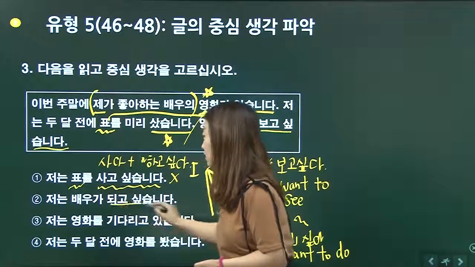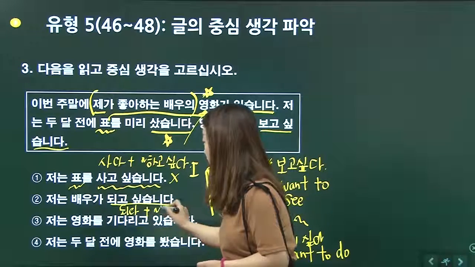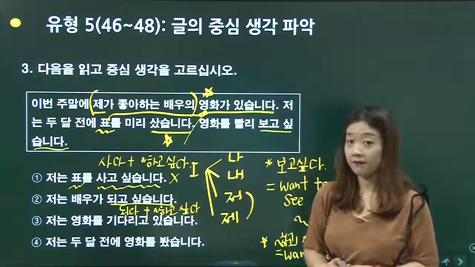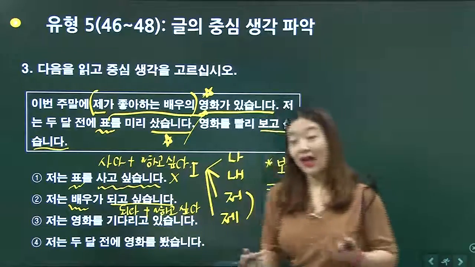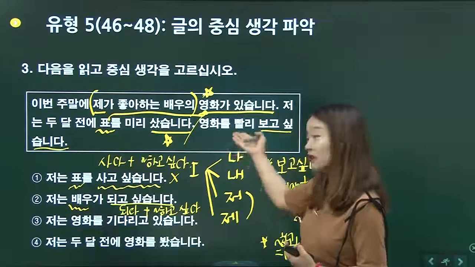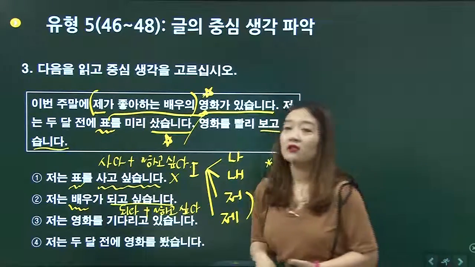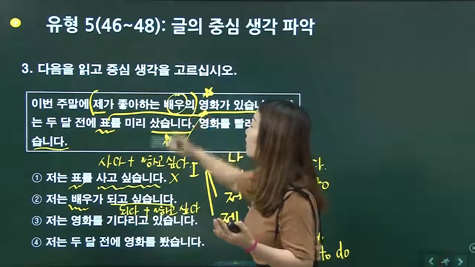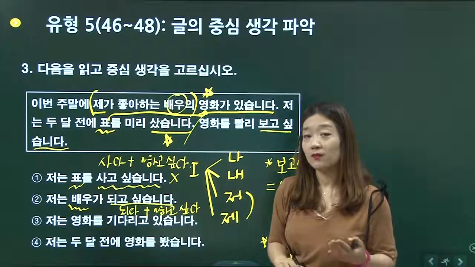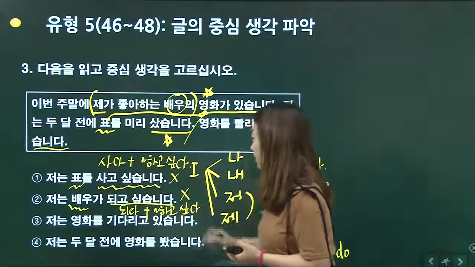되고 싶다. 되다, become, plus 고 싶다. I want to become what? 배우, actor, actress. Do I want to become an actor or actress? Is there anything about this in the information? No, there's nothing. It just mentions the actor. There's a movie which my favorite actor is in, right? So it can't be the answer.